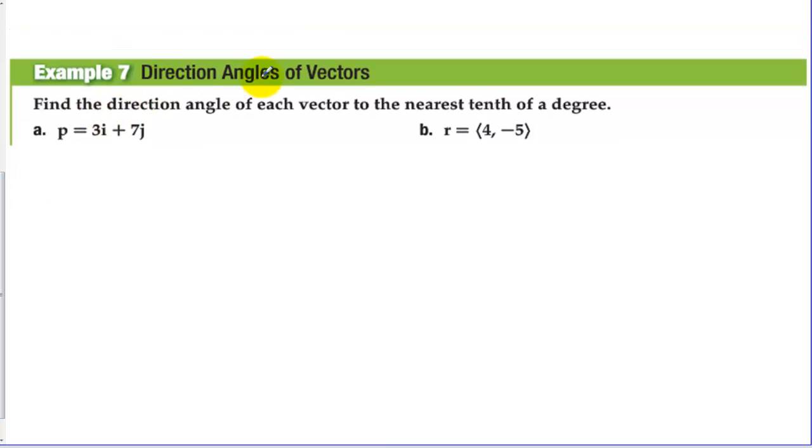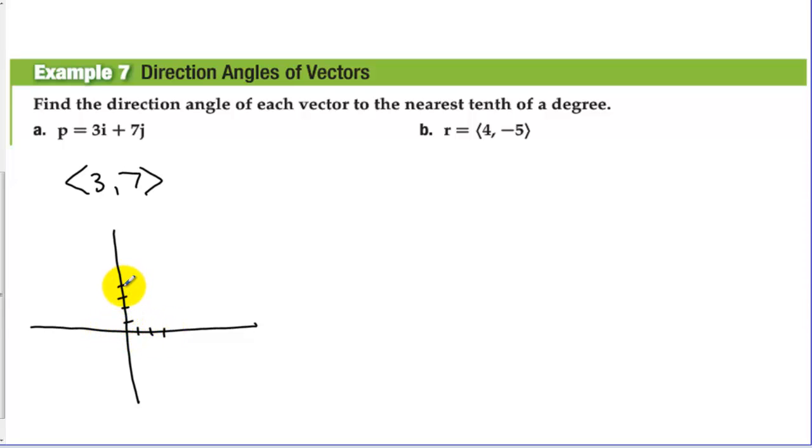Example 7. Direction angles of vectors. Find the direction angle of each vector to the nearest tenth of a degree. If we have the vector 3i plus 7j, that can be written as 3, 7. And we could plot that point. We could find the position. We have 1, 2, 3, 1, 2, 3, 4, 5, 6, 7. So we have 3, 7 right there. And that's the vector in standard position.